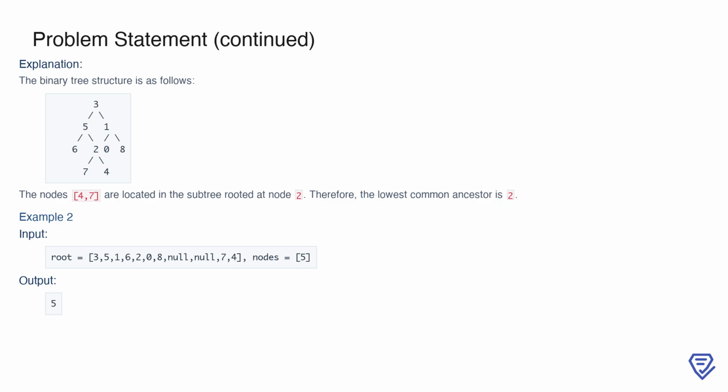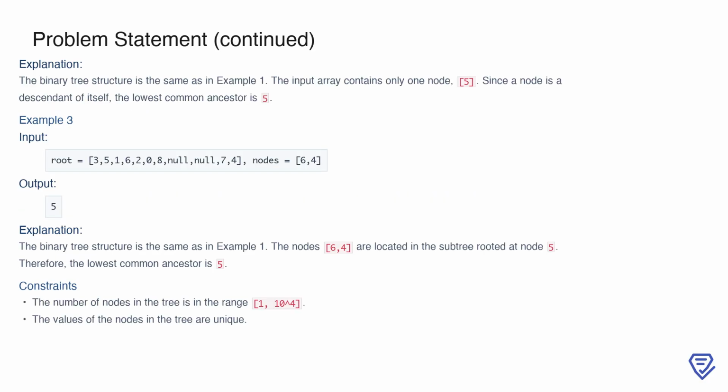Another example is when the nodes array contains only one node, such as 5. Since a node is always a descendant of itself, the LCA in this case is simply 5. Now let's consider a third example. The binary tree structure remains the same, but the nodes array is 6, 4. If you look at the tree, both nodes 6 and 4 are located in the subtree rooted at node 5. This makes node 5 the lowest common ancestor of 6 and 4.